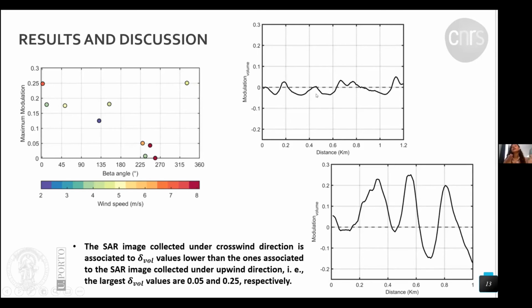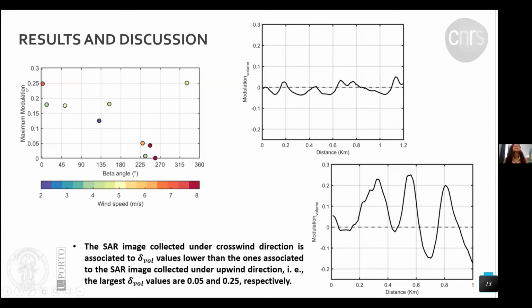And so we analyzed all the transects, but we could not find a clear pattern because in some cases we have a very clear modulation of the volumetric component by the internal waves, but in other cases, we could not see this clear modulation. So we tried to understand why, and for that, we have taken the maximum value of modulation for each transect, and we have plotted it versus the beta angle, that is, considering the internal wave traveling direction and the wind direction.